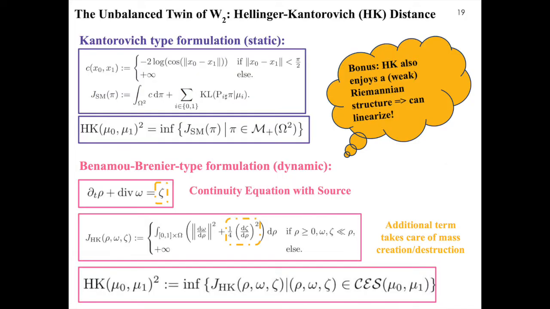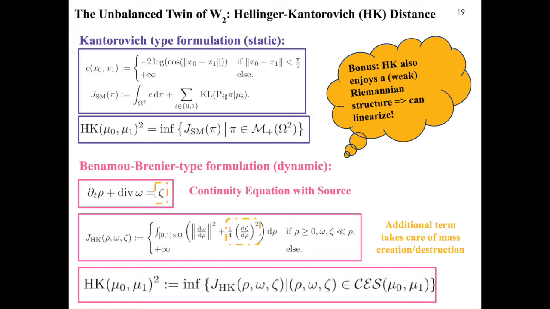Okay, great. So now there are also many types of different distances for unbalanced optimal transport. We'll focus on a particular distance called Hellinger-Kantorovich distance, shorthanded as the HK distance. Again, there are two formulations for the HK distance, the static one and the dynamic one. I want to point out the dynamic one because it's very analogous to the W2 definition. Here we have the continuity equation with source. So this additional zeta term accounts for the mass creation and destruction.